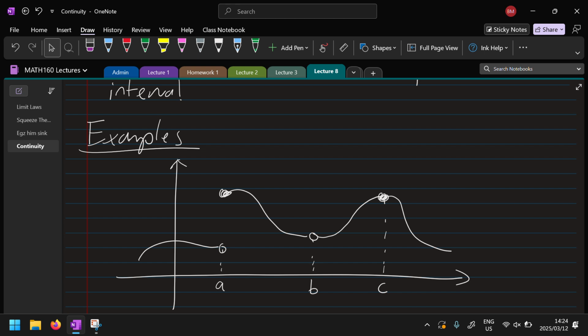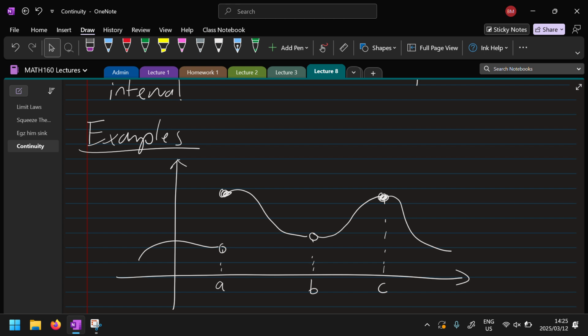Let's look at B. Limit from the left is there. Limit from the right is here. Limit from the left equals limit from the right. So the limit exists and it's this value here. What's the function value here? Undefined. There's no function value here. The limit exists. The limit has a value. The function does not have a value. It is discontinuous over here.